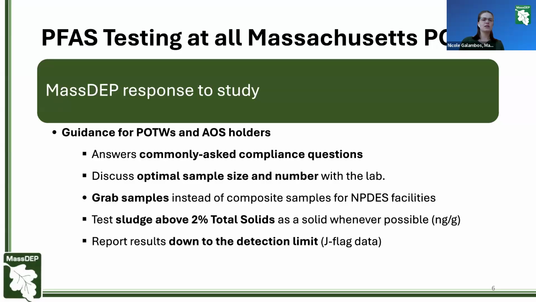In response to the study, MassDEP has worked to develop guidance documents to improve PFAS data quality and reliability. The guidance for facilities addresses common questions around permit compliance and PFAS sampling. Some highlights include a recommendation to discuss the optimal sample size and number with the lab, take grab samples instead of composite samples, test sludge as a solid whenever possible, especially above 2% total solids, and to include J-flag data. These draft documents are currently under internal review and will be posted to mass.gov once completed.